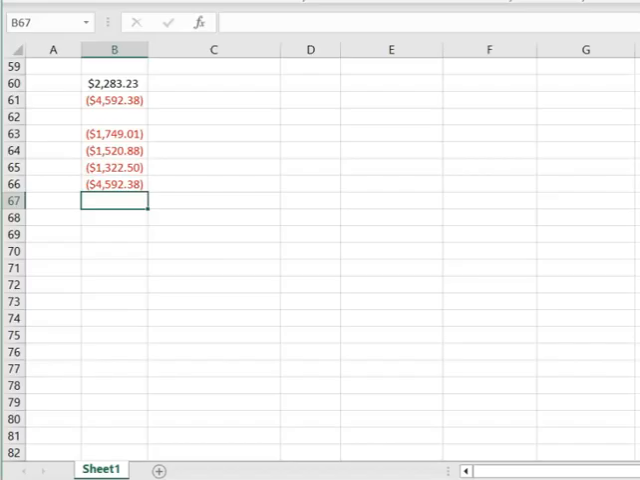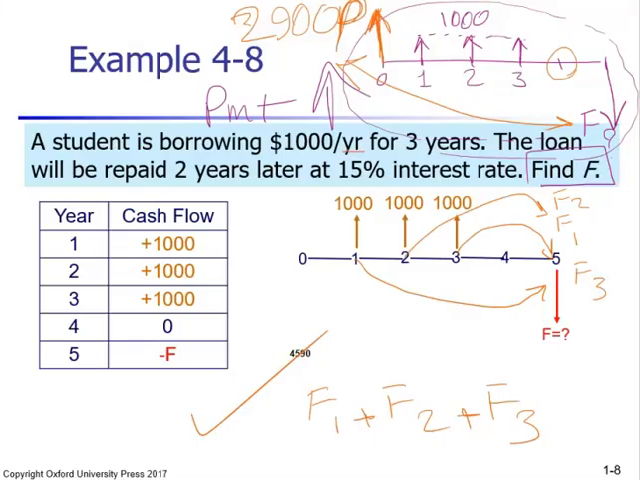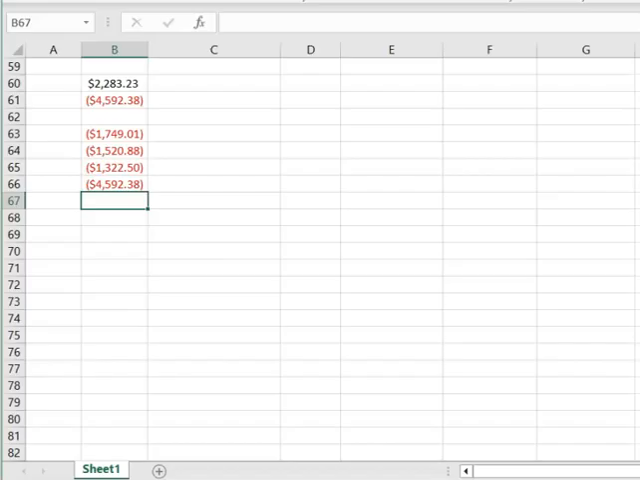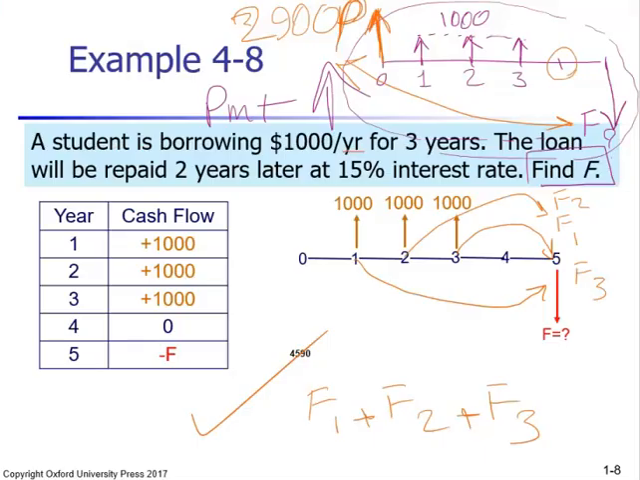Okay, I'm going to pass it and stop considering other scenarios. But remember one thing: whatever scenario, whatever approach you are taking to calculate this F, the answer should be the same as I showed you, 4,592.